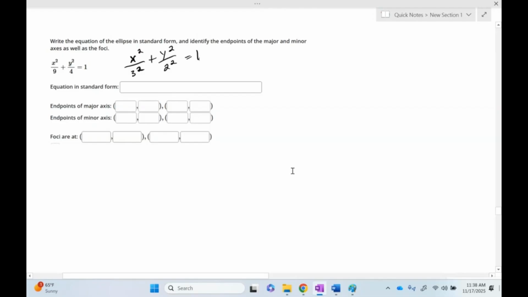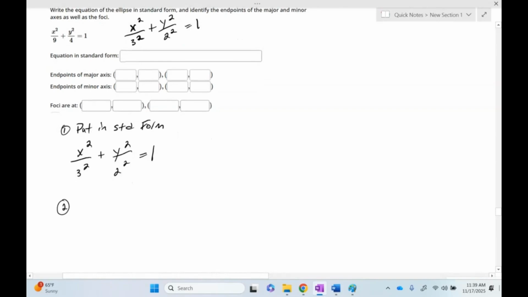Once we have the standard form, let me just write some steps. First thing to do is put it in standard form. The second thing you should do is find A, B, C, H, and K.